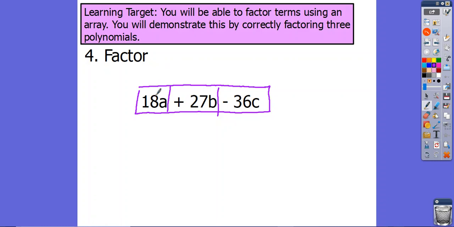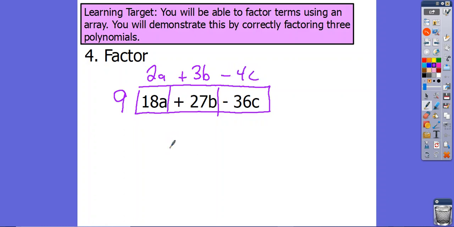So I'm looking at this and I'm saying what goes into 18, 27, and 36 evenly? And I would use a 9. So now I'm going to divide it out. 18a divided by 9 would be 2a's. Or another way to say it is like 9 times what gave you 27b's, and that would have been a 3b. Negative 36c divided by 9 is negative 4c.